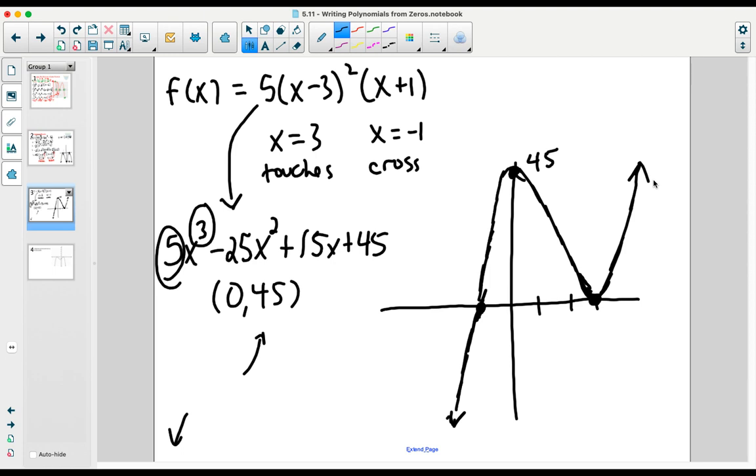Is this a perfectly accurate depiction? Not necessarily. I'm not positive that this 45 is at the top of this heap. I wouldn't be surprised if it wasn't. I'm not guaranteed that the 45 is a maximum, but if we're drawing a rough sketch of it, we're just trying to get an impression of what it would look like. This is a perfectly reasonable approximation based on the intercepts, both the x and the y, and what we know about end behavior.